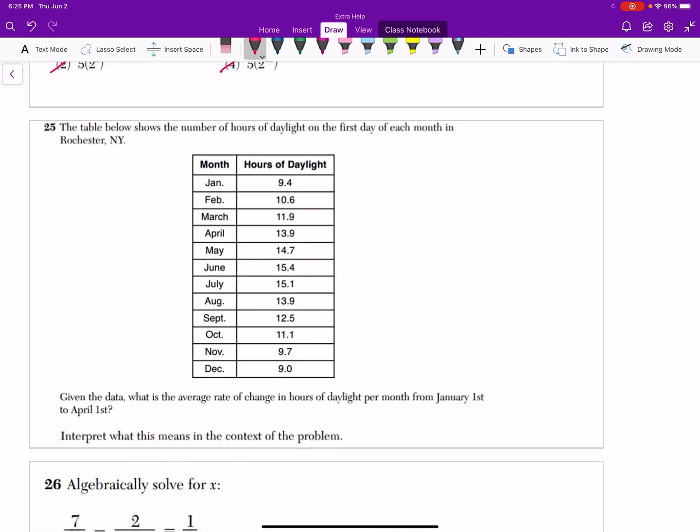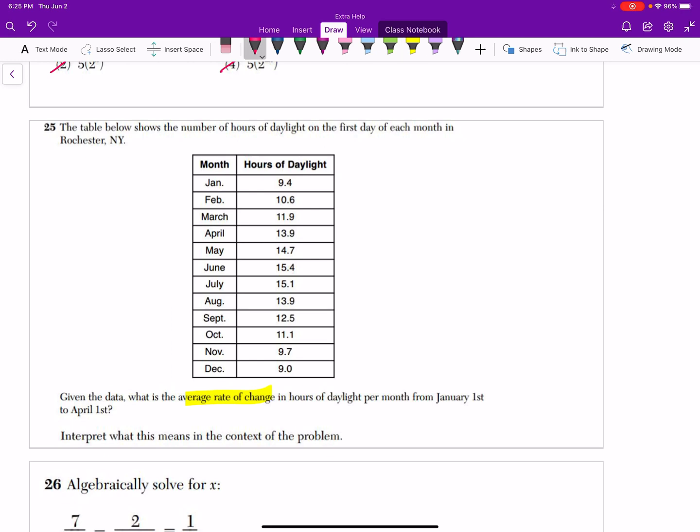So question 25 says the table below shows the number of hours of daylight on the first day of each month in Rochester, New York. Given the data, what is the average rate of change in hours of daylight per month from January 1st to April 1st?